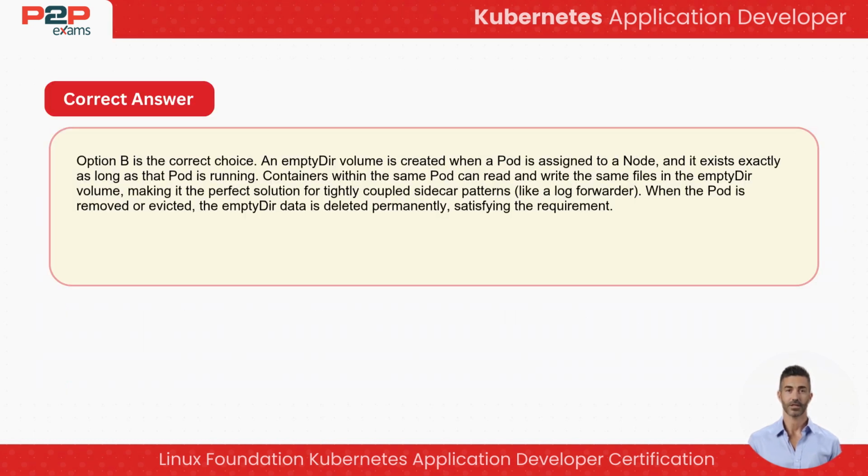Option B is the correct choice. An emptyDir volume is created when a pod is assigned to a node, and it exists exactly as long as that pod is running. Containers within the same pod can read and write the same files in the emptyDir volume, making it the perfect solution for tightly coupled sidecar patterns, like a log forwarder. When the pod is removed or evicted, the emptyDir data is deleted permanently, satisfying the requirement.